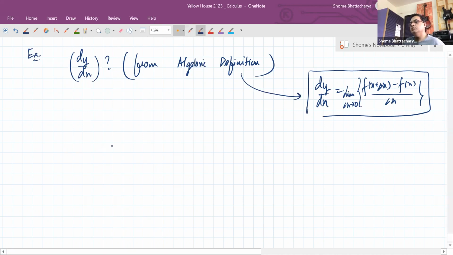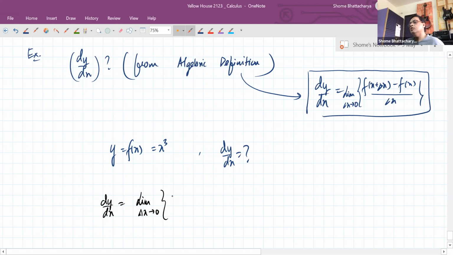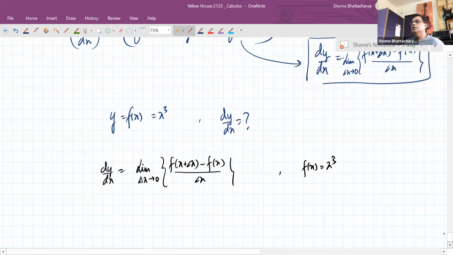Okay. So in my example, suppose the function we are talking about is x cube. Y equal to x cube is my function. Now I want to find out the instantaneous rate of change. How will I find it out? I'll apply this definition. So the instantaneous rate of change will be limit delta x tending to 0 of f of x plus delta x minus f of x divided by delta x. Now here, what is my f of x? My f of x is x cube. So I'll just substitute.